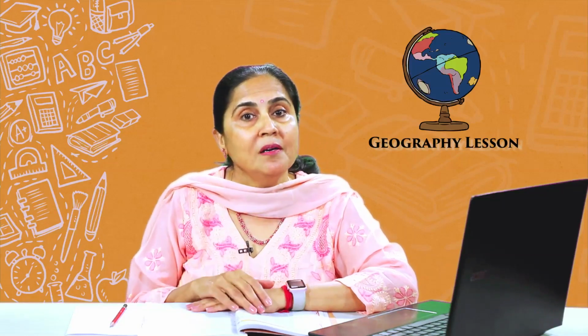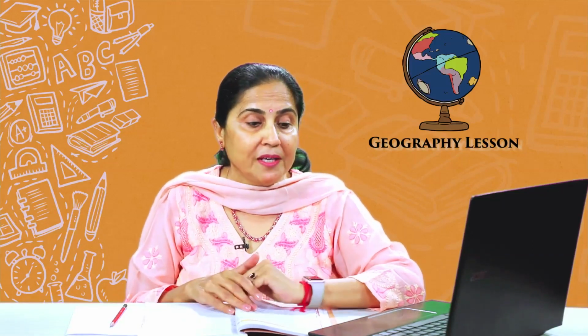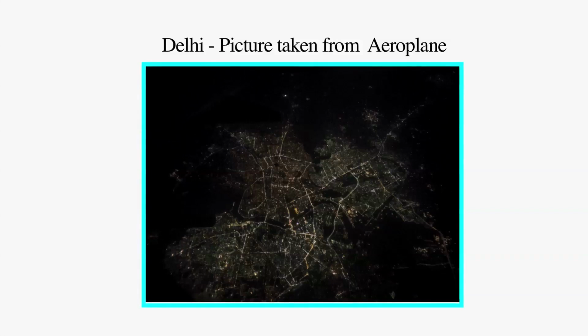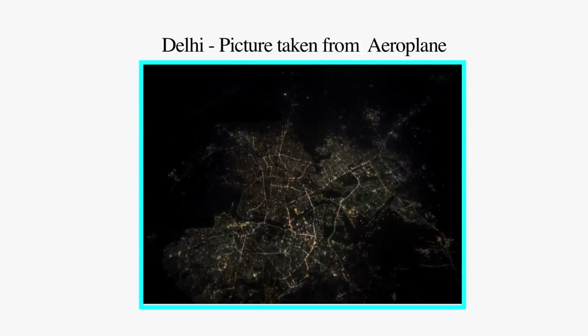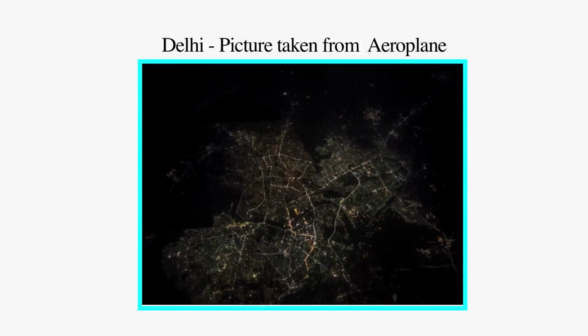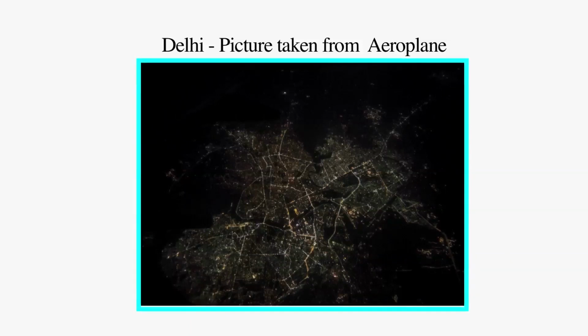The way you perceive things when you are on the ground, they are entirely different when you are up in the sky. This is how my city looks, that is Delhi. This is the picture that was taken from an aircraft at night. So, definition is not very clear. We can see some definitions of lights.